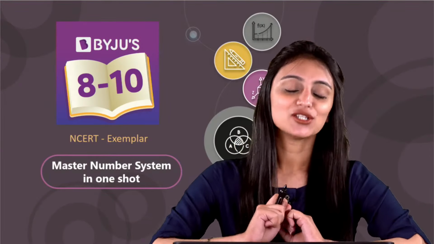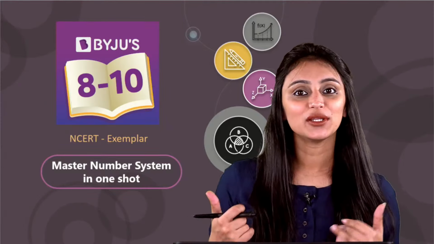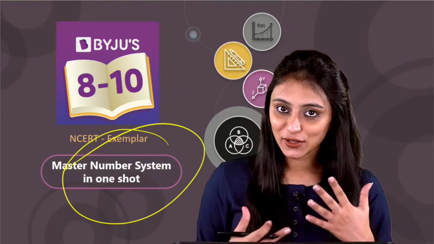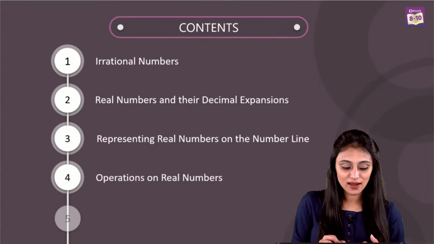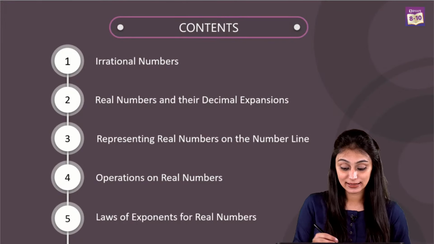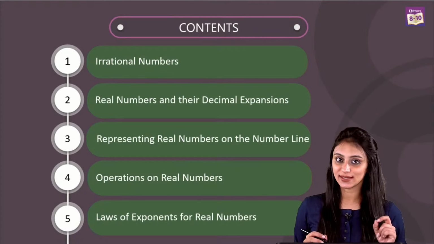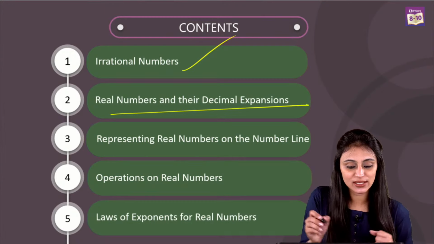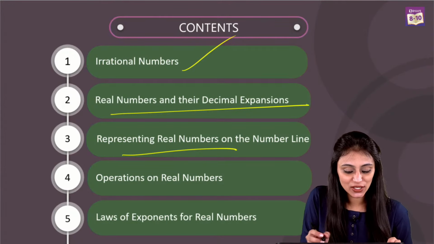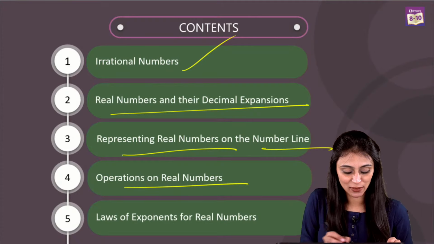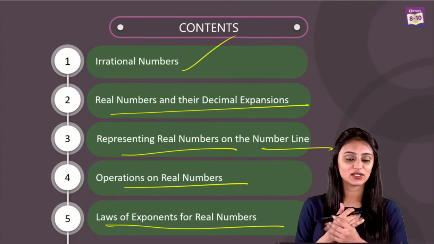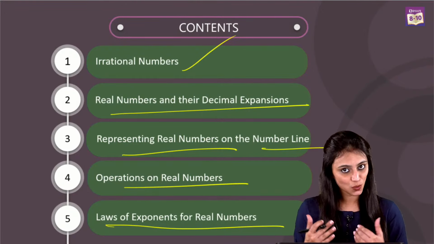Alright, so as you would have seen the title of the video, today we will be discussing questions from the chapter number system, right? Before we start off with the questions, let's first take a look at what content we have in this chapter. These are the contents from this chapter, and there is no change in the syllabus for this chapter, so we need to study all the 5 concepts: irrational numbers, real numbers and their decimal expansion, representing real numbers on the number line, operation on real numbers, and laws of exponents for real numbers. Alright, so these are the topics. I'll be discussing questions today on each one of them.